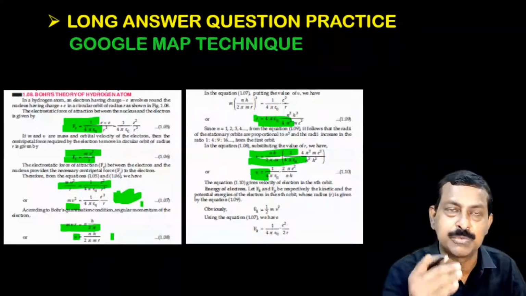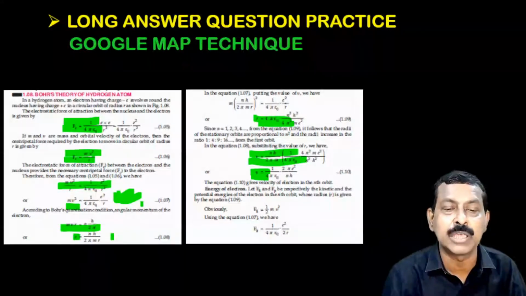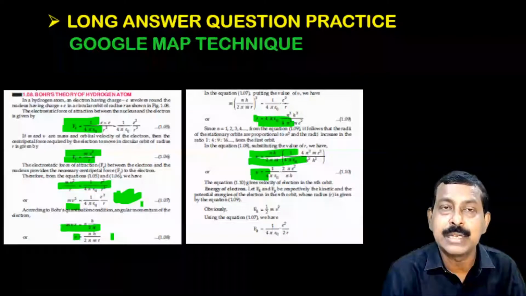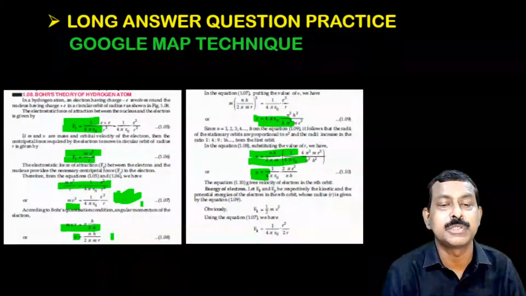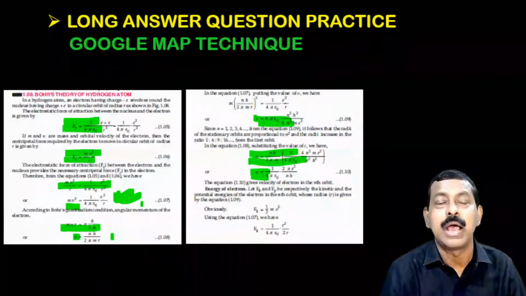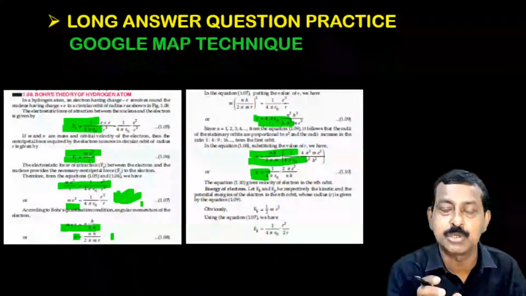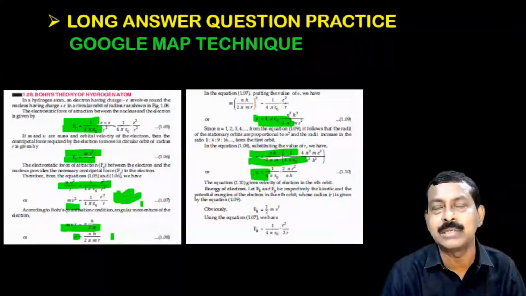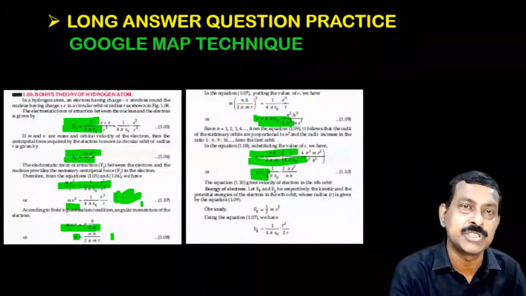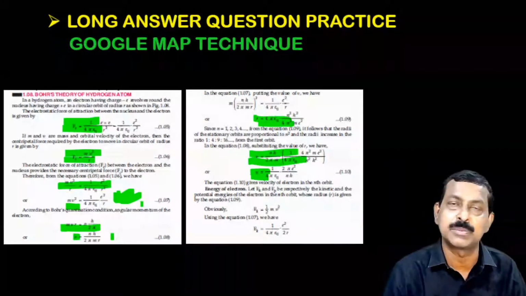So you have the expression for the radius, you have the expression for velocity. Substitute that expression for velocity in the expression for the kinetic energy, half mv square. Put the expression for radius in the electrostatic potential energy expression. Add the two together, electrostatic potential energy and kinetic energy. You will get the expression for the total energy.